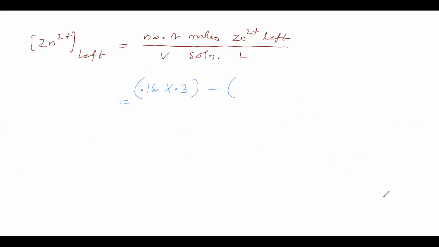The number of moles of Zn2+ that undergo cathodic reduction is the current in amperes, 1.7, into 90% efficiency, into 230 seconds, by 2 Faraday, 2 into 96,500. Now if you subtract this cathodic reduction moles from the initial moles, you will get the number of moles of Zn2+ left, divided by the volume of solution in liters.